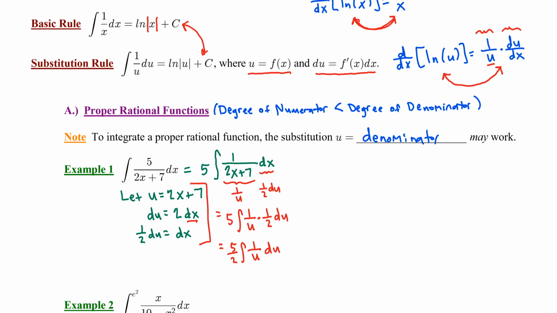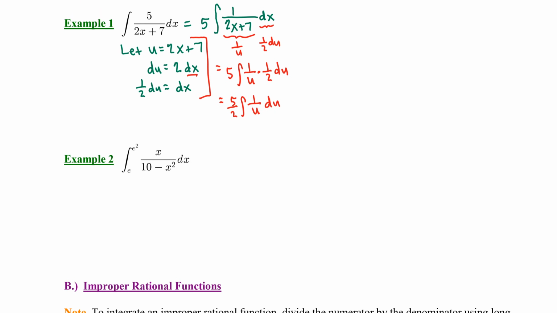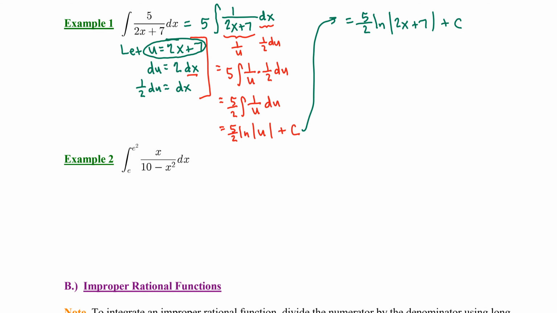If we come back up here to the basic rule, the integral of 1 over u du is the natural log of the absolute value of u plus our arbitrary constant of integration. So this becomes 5/2 times the natural log of the absolute value of u plus c. Now remember, our original integral was in terms of x. So we want our final result also to be in terms of x. So we're going to go back and replace u with its original function in terms of x. So the integral becomes 5/2 times the natural log of the absolute value of 2x plus 7 plus arbitrary constant c.